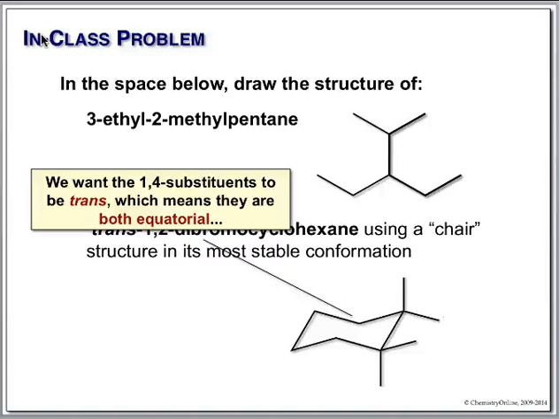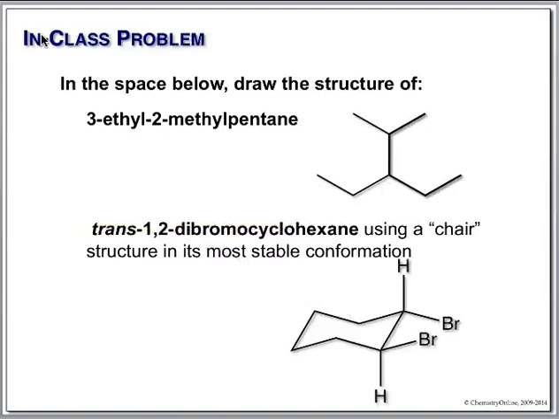Put our bromines in, one is pointing up, one is pointing down, they are trans relative to the ring plane. If the bromine on the bottom was facing, what, coming out this way? That's not where the bond goes. When you draw your perfect cyclohexane, this bond here is parallel to these bonds.